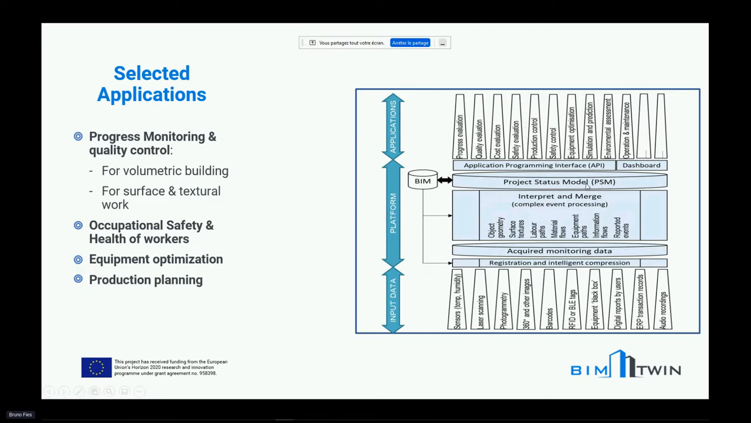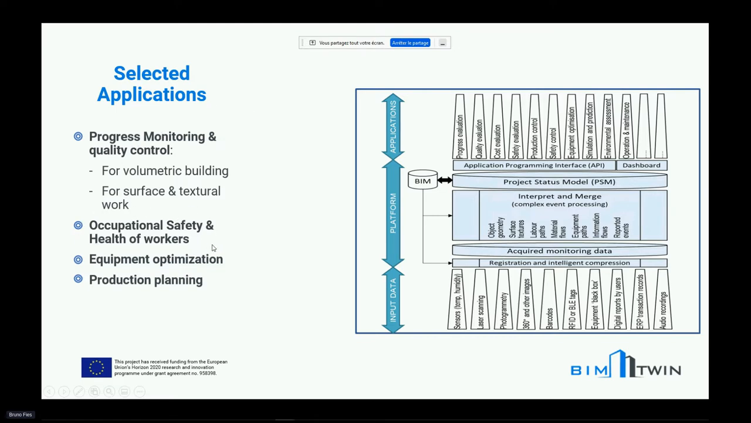And then at the top of that, through an API, you have various applications that can be developed in order to evaluate the progress of the building, the quality of what has been erected, the cost, and so forth. On our side, within the frame of the project, we are going to focus on specific applications, as you can see on the left-hand side here. The first one will be about progress monitoring and quality control for volumetric building. For instance, when a wall is erected, we will check if the wall has the right dimensions compared to what was planned in the BIM initially. Same for the quality of the surface and the textural work on this wall. Is it painted, totally painted, painted with the right color, and so on? So these will be two applications that will be developed.